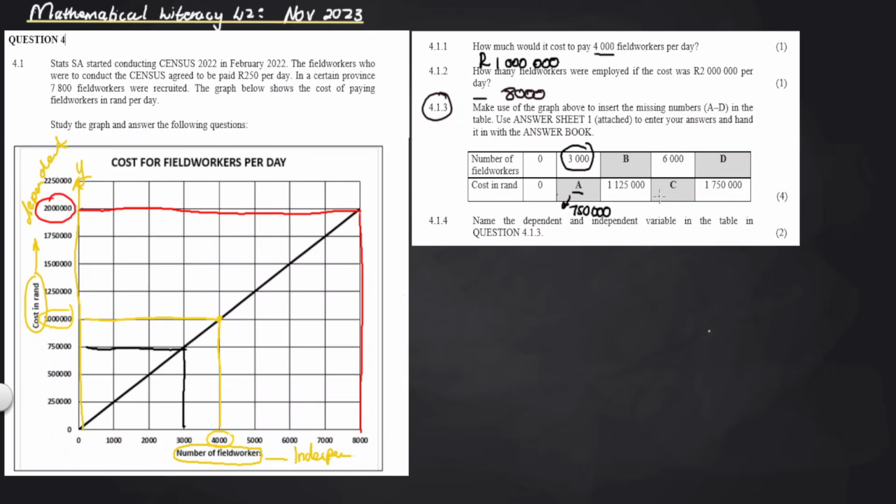And then moving on, we have a cost in Rand of 1,125,000. 1 million... okay, wait. 1,250,000. Okay, let me check something.